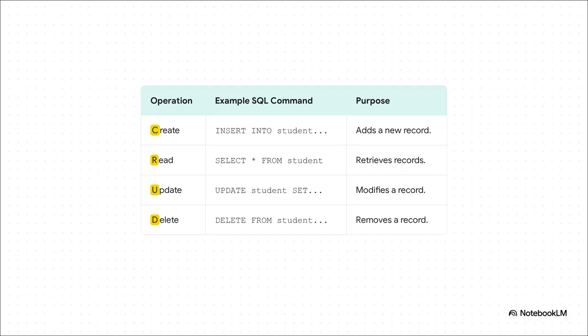Here's a quick look at how those operations map to actual SQL. You use an insert command to create new records. You use select to read or retrieve existing ones. Update is for modifying records that are already there, and delete, well, that's for removing them. In JDBC, you'd send these commands using your statement object, usually with a method called execute query for your selects and execute update for everything else.